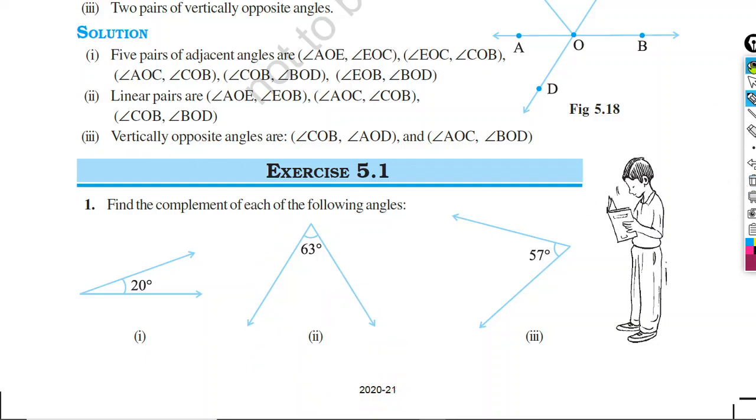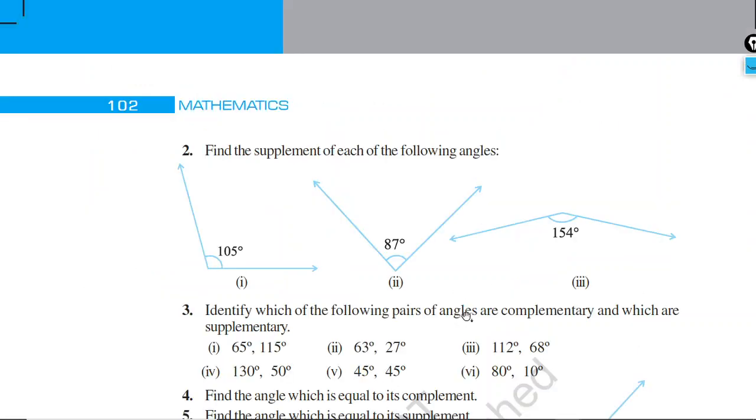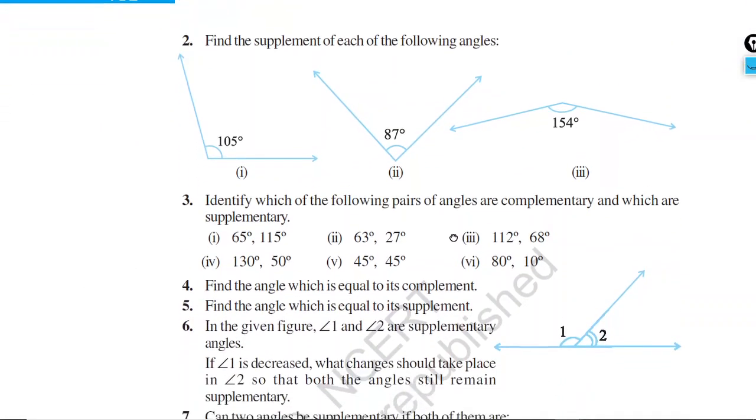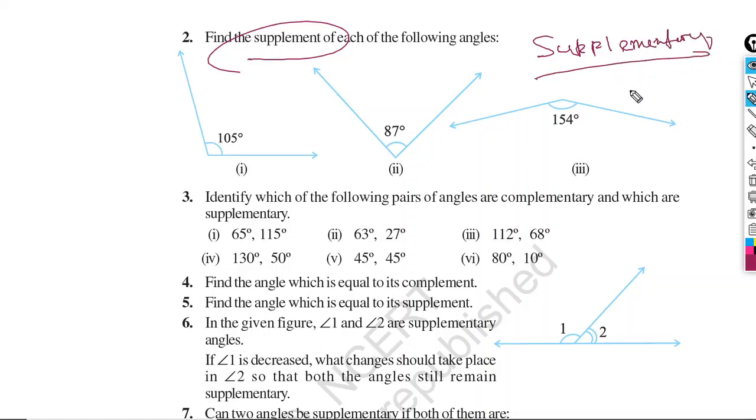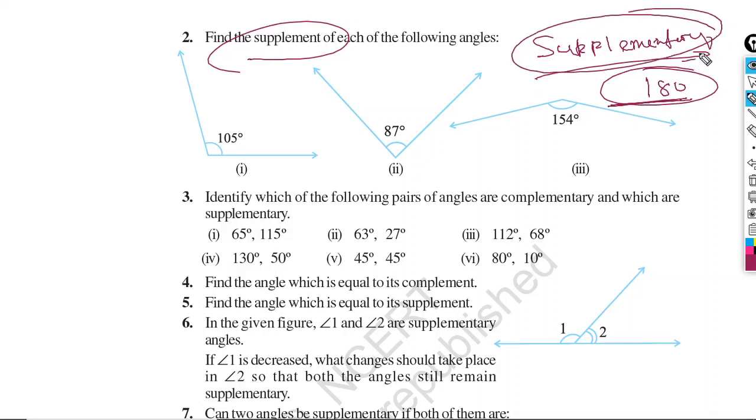Now we'll move to question number 2. Find the supplement of each of the following angles. Again, supplement, you know, supplementary angle. For supplementary angles, the sum of two angles must be 180 degrees. So if the sum of two angles is 180 degrees, then we can call them supplementary angles.